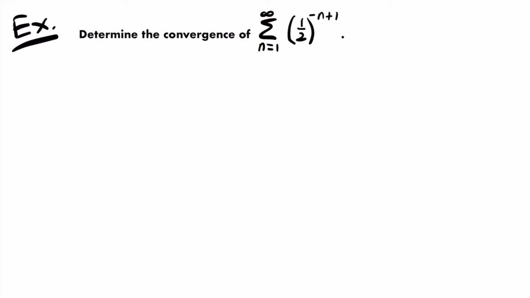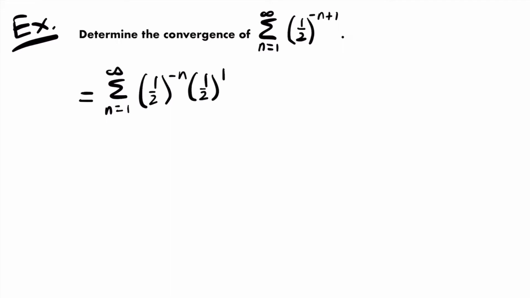All right, so just like with the previous example, this series is close to being in the form of a geometric series, but it's not quite there. And so we need to manipulate what we have just a little bit. In fact, we can split up this power just like we did in the previous example. And so if we do that, this will be equal to the sum from n equals 1 to infinity of 1/2 to the power of negative n times 1/2 to the first power. All right, now if we simplify a little bit, I'm going to bring this 1/2 out to the front. So this will be equal to the sum from n equals 1 to infinity of 1/2 times 1/2 to the power of negative n.